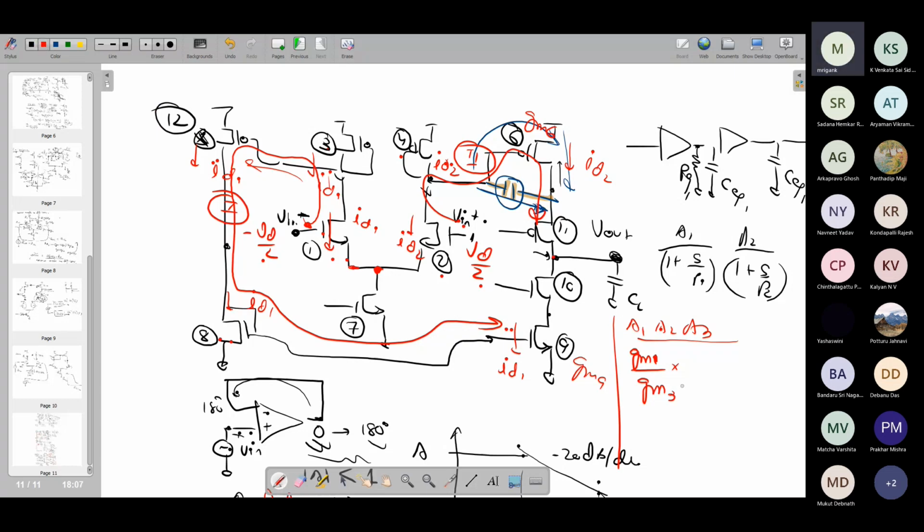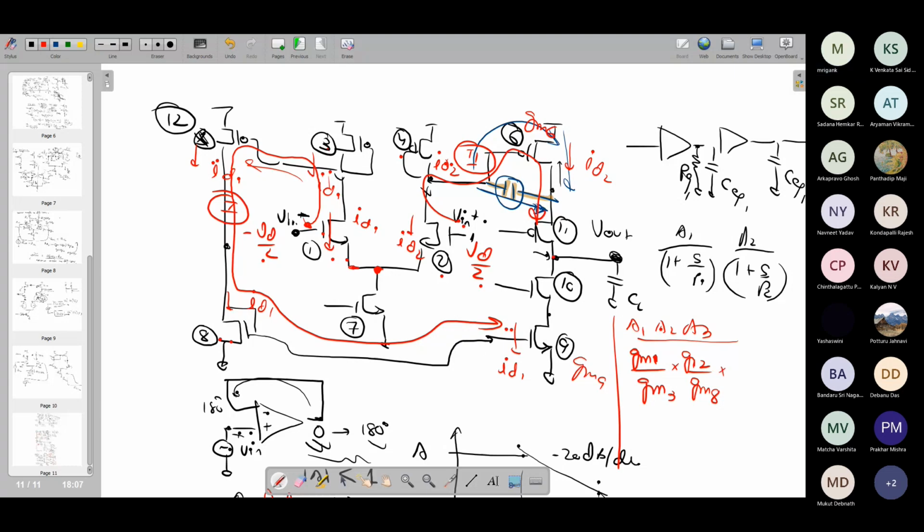Second stage, A2. GM12 by GM8. And now, of course, we can see that if your GM3 and GM12 are similar, because sizes are similar, bias currents are similar, in that case, they will be cancelling out, right? So now let us see next stage.